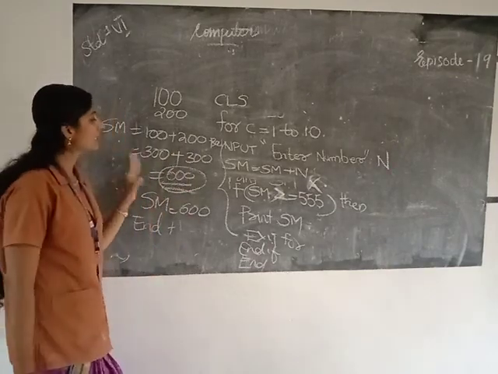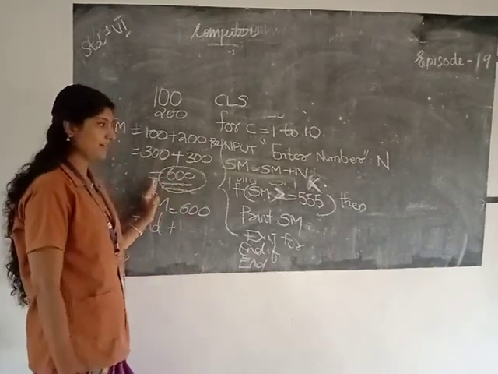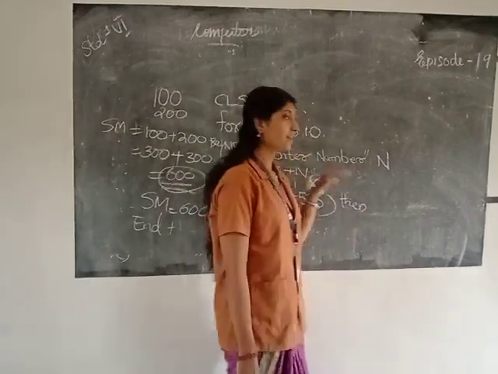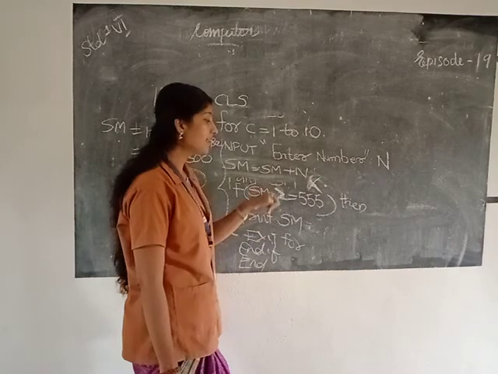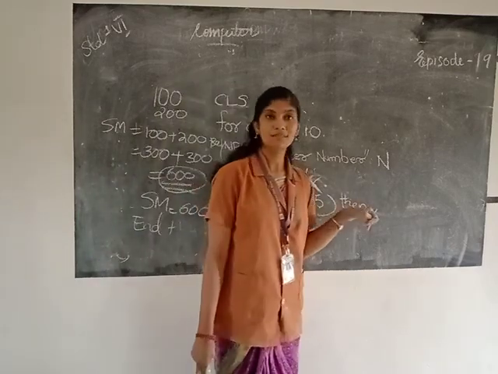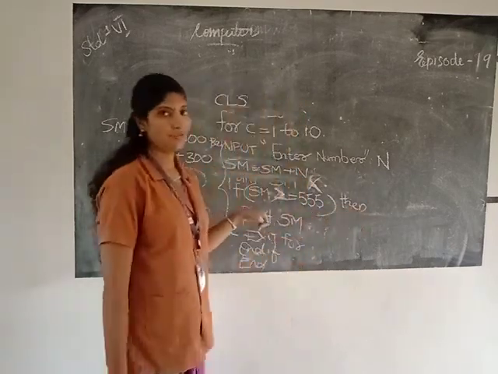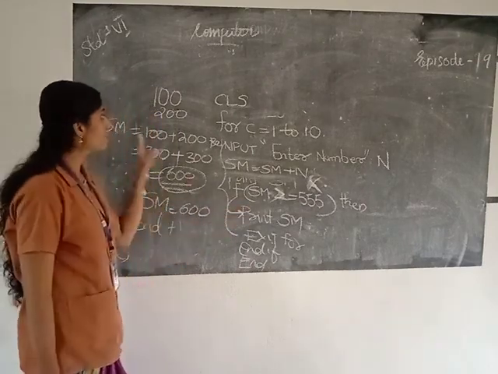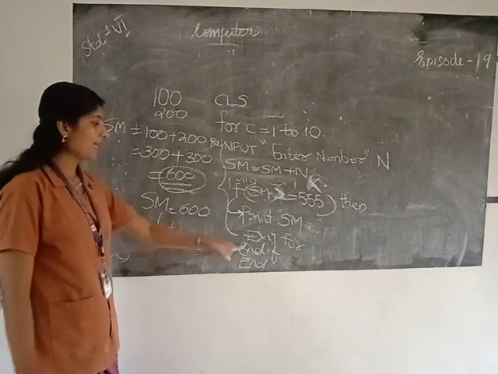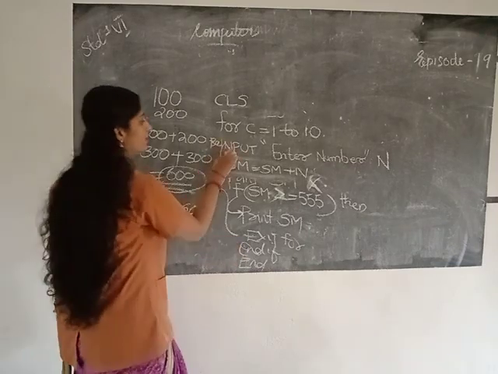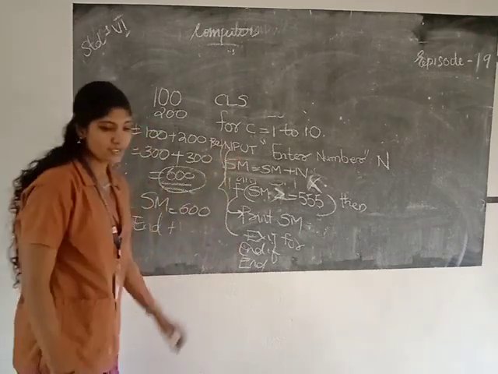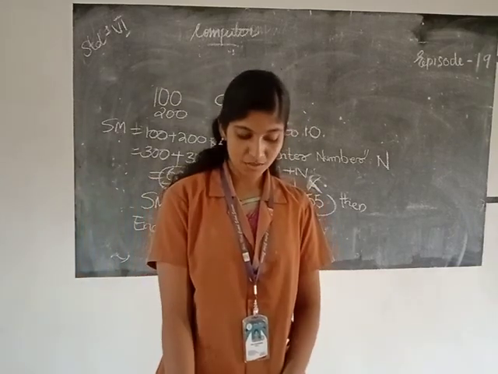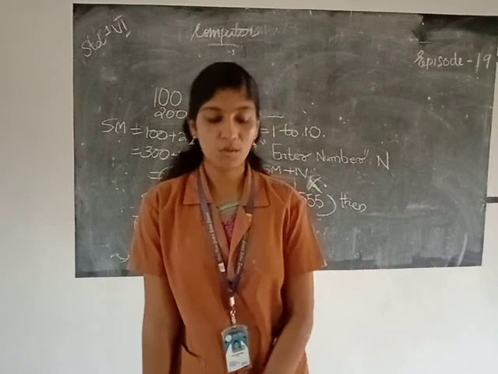Then again we input another value, that is 300. So now the sum is 300 plus 300 is equal to 600. So check the condition. Sum greater than or equal to 555. The value of sum is equal to 600. 600 greater than or equal to 555, so the condition is correct. So we have to print sum. Now printing sum value 600 and exit for. Then exit from the loop. So this is the exit for next loop. That means it is used to exit from the for next loop.